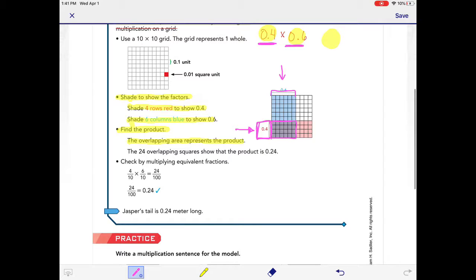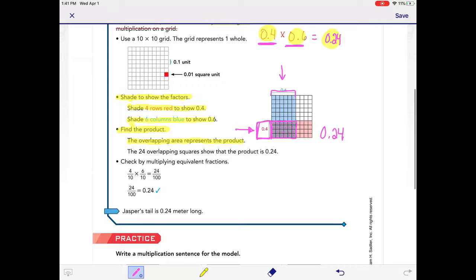So what are we going to do? We are going to count these squares. What do these squares represent? They represent hundredths, remember? So we have 1 hundredth, 2 hundredths, 3, 4, 5, 6, 7, 8, 9, 10, 11, 12, 13, 14, 15, 16, 17, 18, 19, 20, 21, 22, 23, 24 hundredths. How do we write that? 24 hundredths.